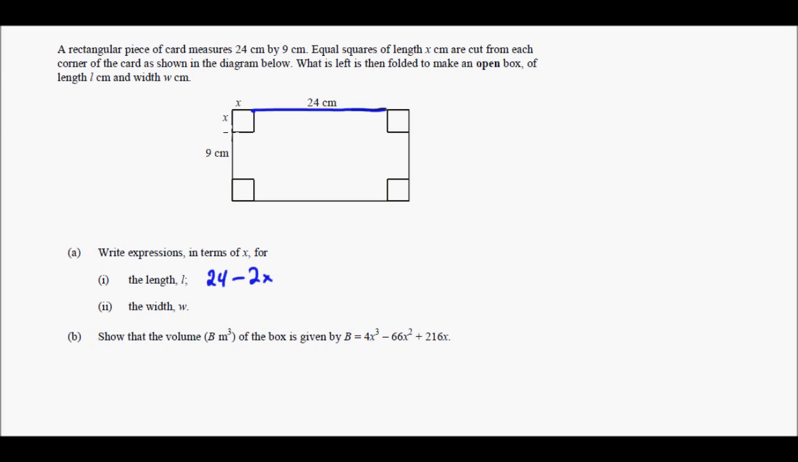Same thing with the 9. The whole thing's 9, but if we just look at that part, they're going to cut it right there. It's going to be 9 minus 2x. Now, what they're going to do is fold this up along here, and it's going to be what they call an open box. So they're going to fold the sides up. Actually, sorry, this is going to be like this.